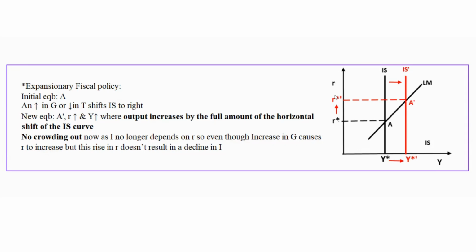So the key thing to remember is that graphically we can see with the vertical IS curve how expansionary monetary and expansionary fiscal policy work. To understand the economic intuition for monetary policy, we go back to the monetary transmission mechanism through which monetary policy works. And to understand the effectiveness of expansionary fiscal policy, we go back to the crowding out effect, which tends to reduce its effectiveness. Here an increase in G will still increase interest rates, but that increase in interest rate will not decrease investment, and thus there will be no crowding out in this case. As a result, output will increase by the full amount of the horizontal shift of the IS curve.